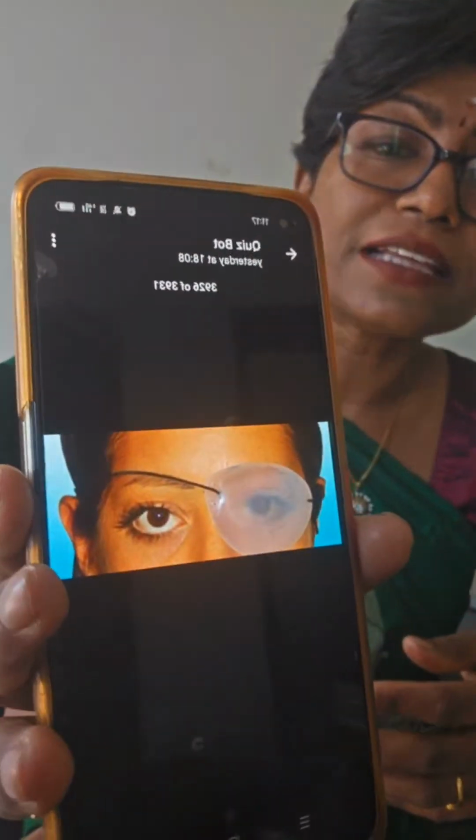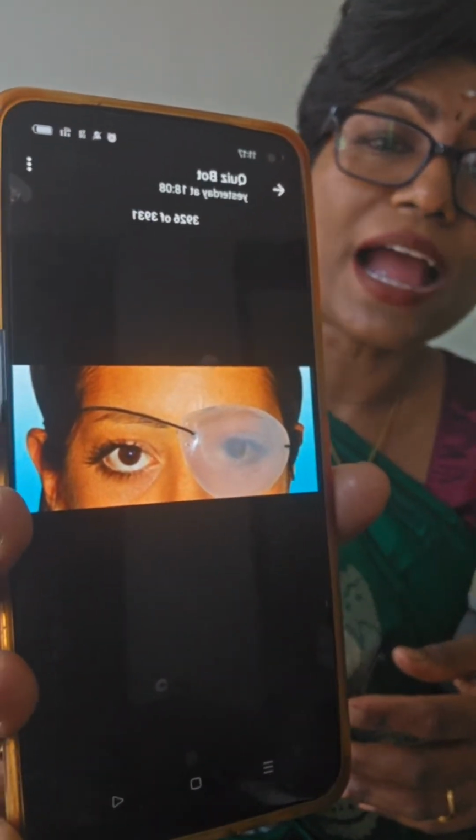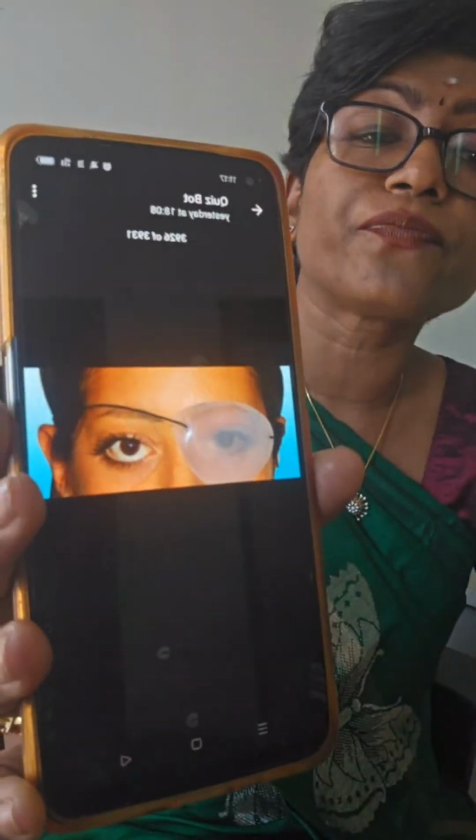Now, next is an image. So, this image, what does it show and what is it used for?